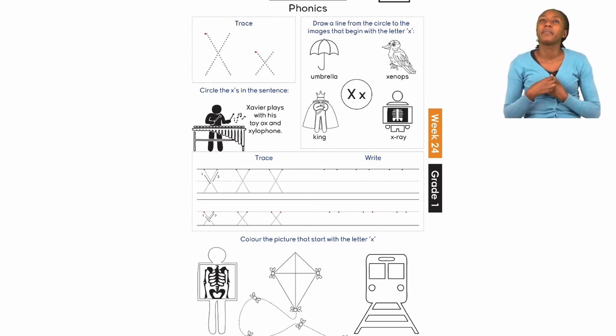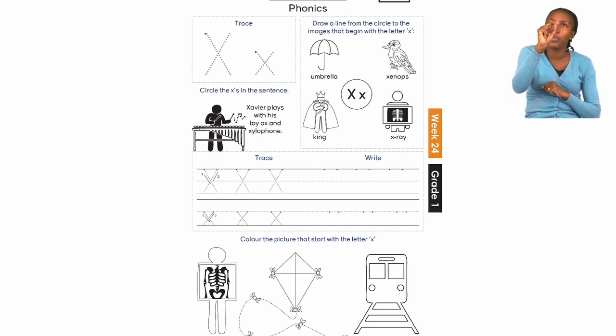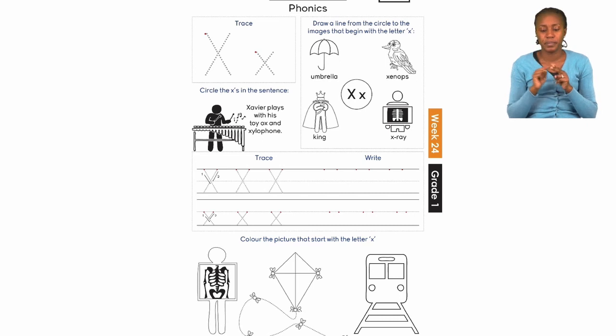Now you have to find all the words or images that begin with the letter X, and then draw a line from the circle with the X to the image. So you need to take your pencils and draw a line from the X to all the words that start with the letter X. Now, before you continue doing that, let's quickly look at the next part.